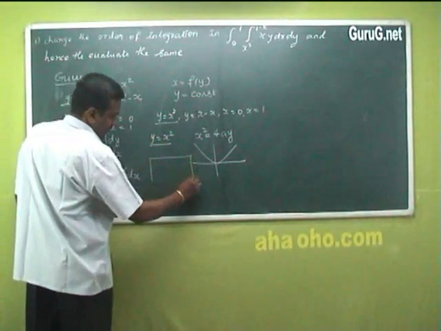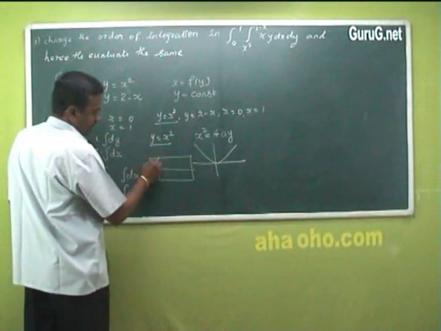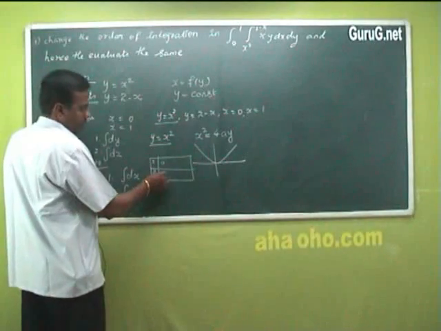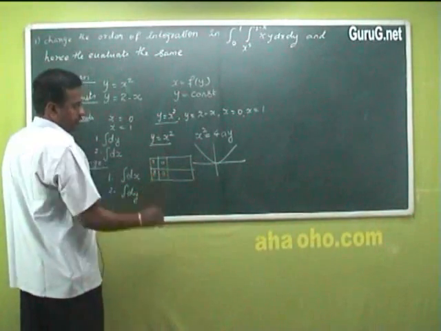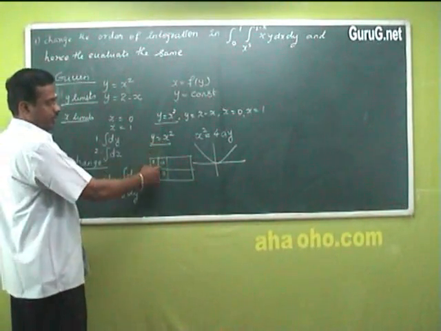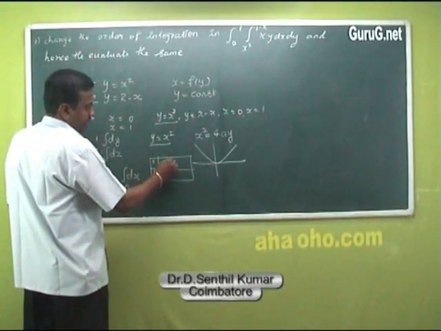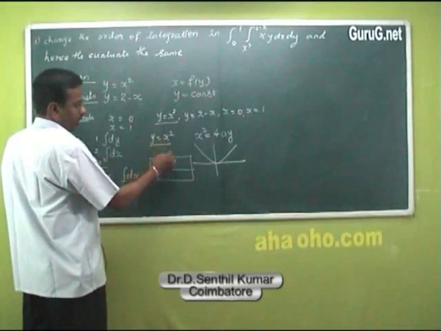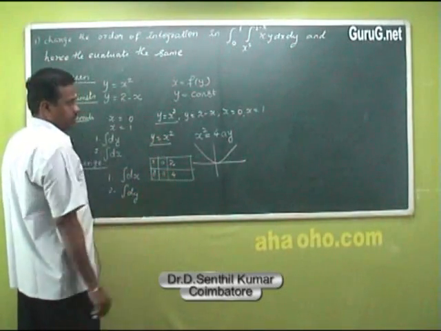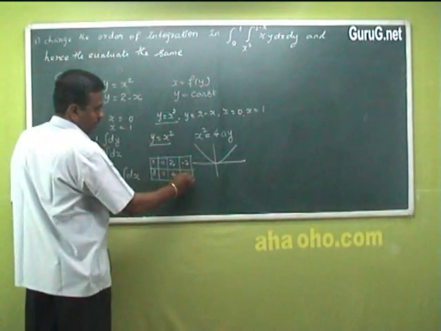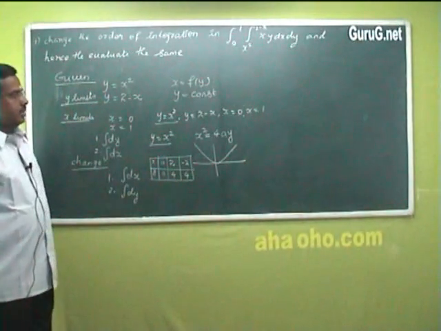For that, let us construct the parabola by using some x and y values. When you put x equal to 0, y equal to 0. Therefore, this is a parabola which passes through the origin. When you put x equal to 2, y equal to 4. When you put x equal to minus 2, y is also equal to 4.